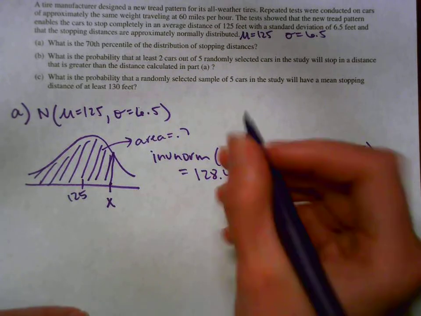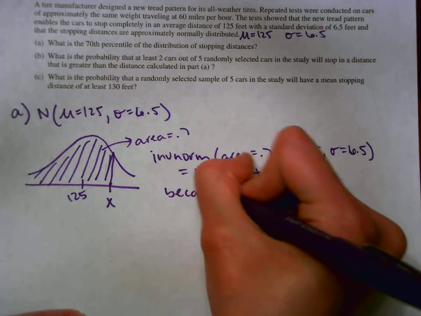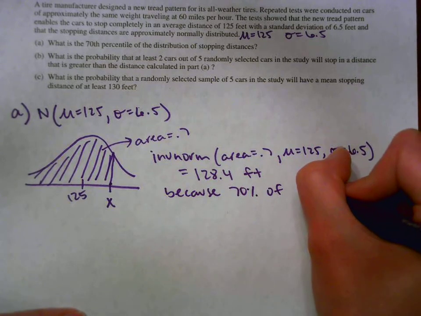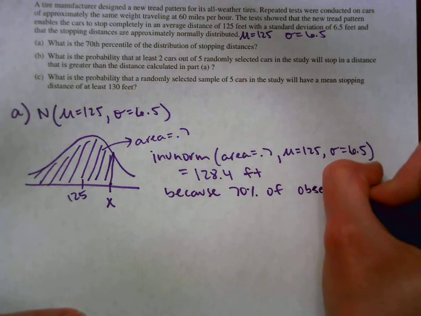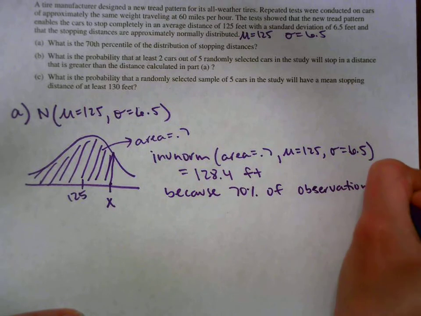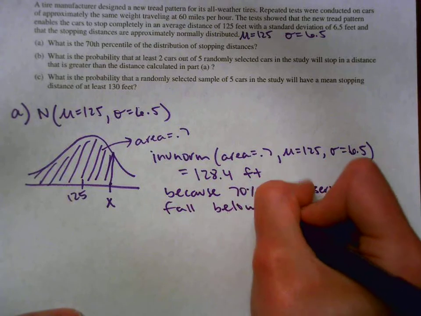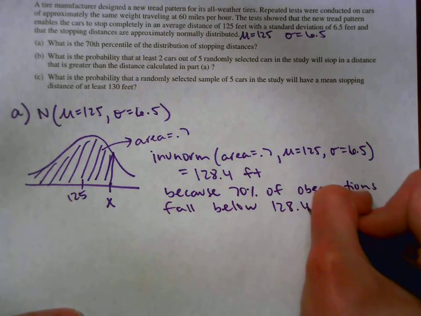And if you wanted to give a reasoning, because 70% of observations fall below 128.4 feet.